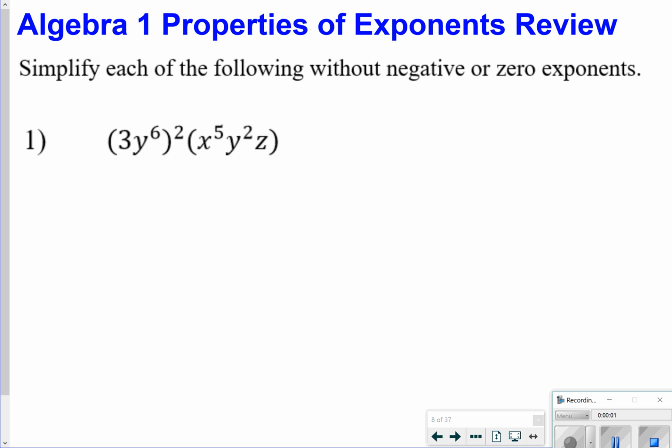Hey Algebra 1, this is going to be your properties of exponents review test. So it's going to get started with the first one. You're going to simplify each of the following without negative or zero exponents.